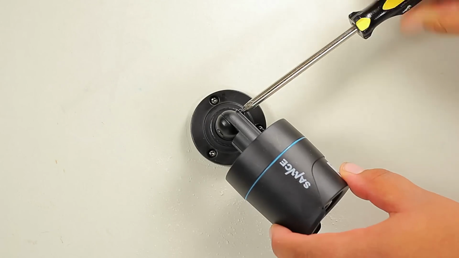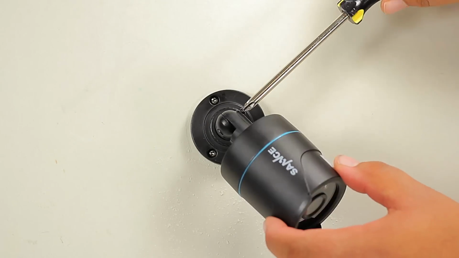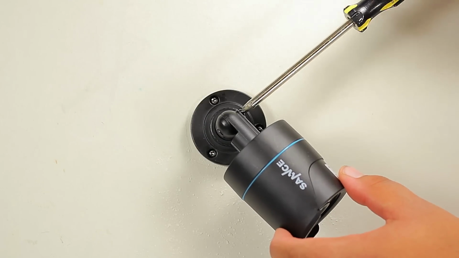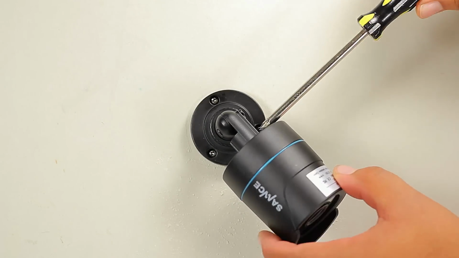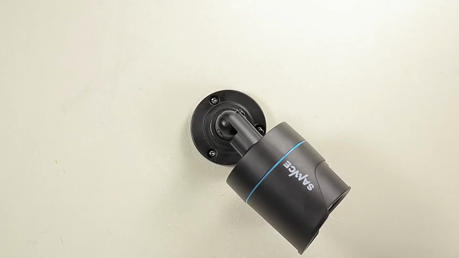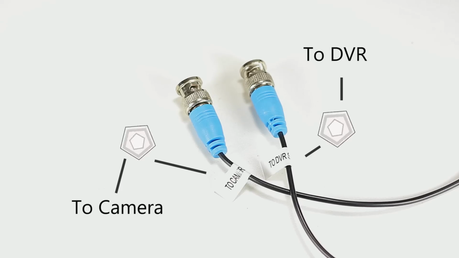The camera is going to have some screws that's going to let you maneuver the way the camera looks, either the top screw for arm movement or the bottom screw for rotation. Now verify on the BNC extender cable, which side goes to the DVR and which one goes to the camera.